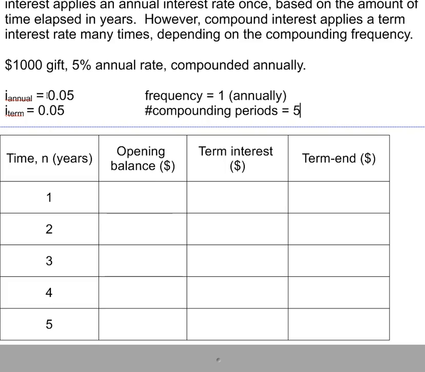Where we get into compounding frequencies that exceed once per year, then the number of compounding periods would be multiplied by the number of years. So for example, semi-annual frequency of compounding would result in 2 compounding periods per year, which would be 10 over the 5-year period. So now let's look at our table and start to fill some values in.